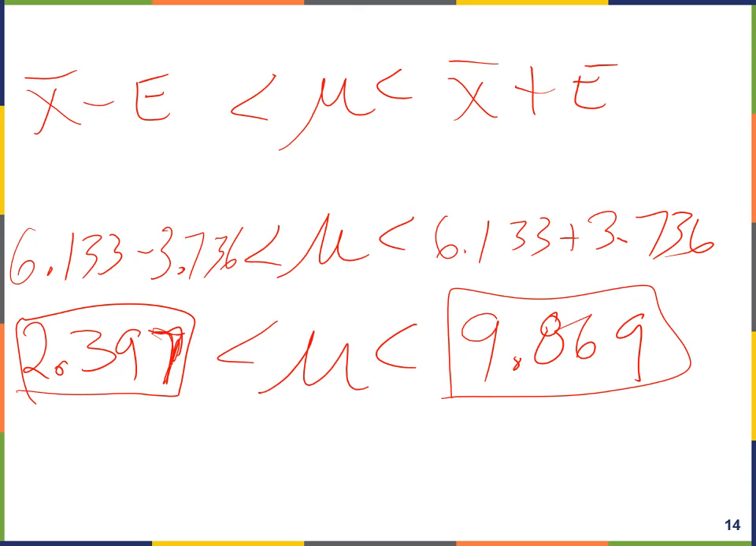And we are 98% confident that that's going to contain our true population mean. There's a 98% chance that our population mean is actually somewhere in that range. Now, that's a pretty big range, but, you know, that's the value we got.